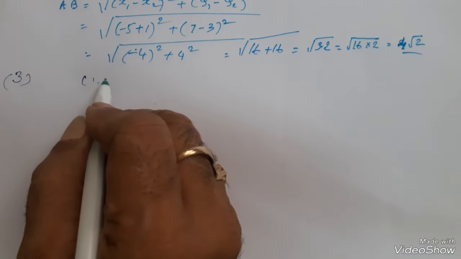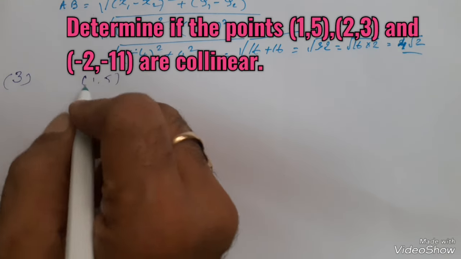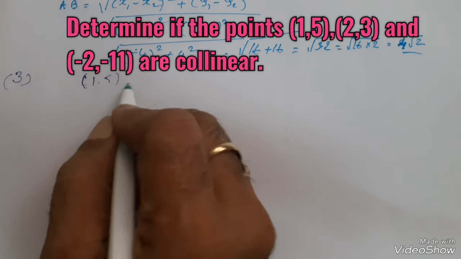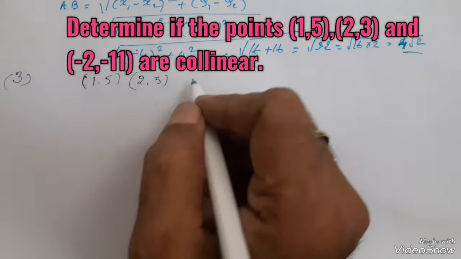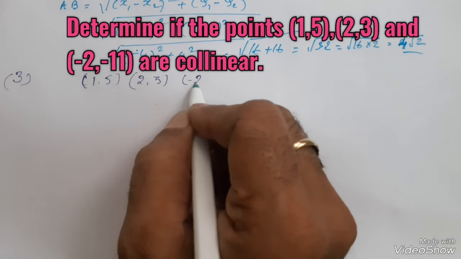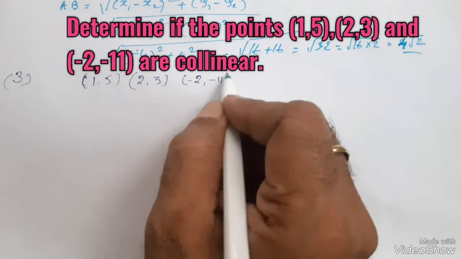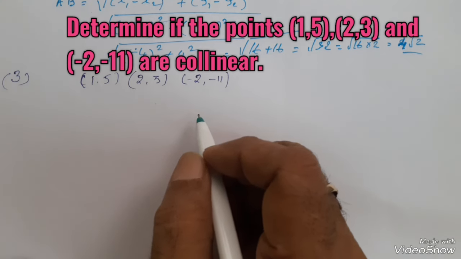What are the given 3 points here? (1, 5), (2, 3), and (-2, -11). We have to prove these 3 points are collinear.